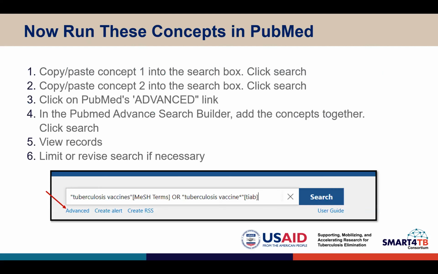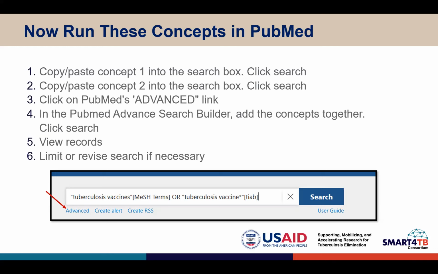And now we're going to run these concepts in PubMed. We're going to copy and paste the first one, which was your immunization. And it makes no difference which one you do first, makes no difference. You copy and paste concept one into the search box and you click search. And then that's put aside for the moment. And then you're going to clear that search box and you're going to copy and paste concept two in the search box and click search.